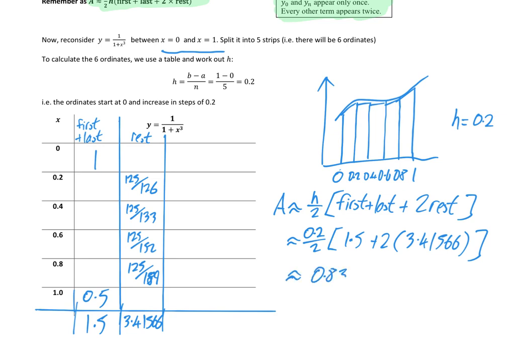So it was 0.833132, which was equal to then 0.833, and that's the 3 sig figs.